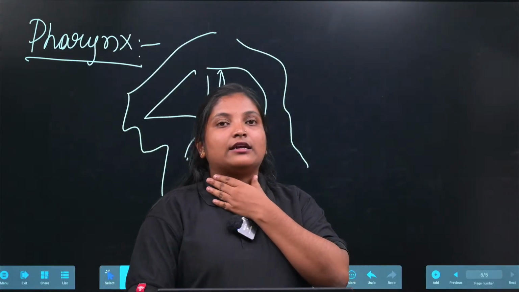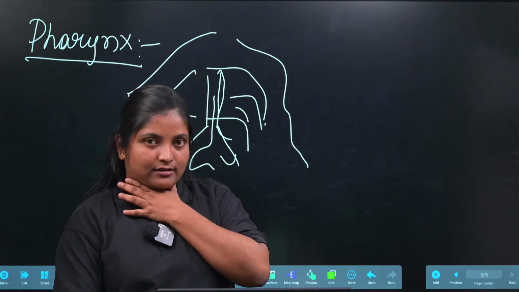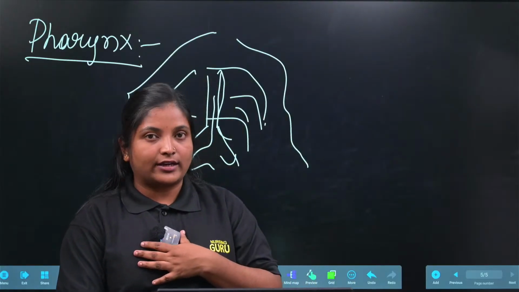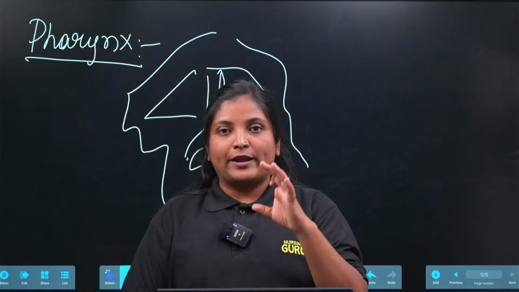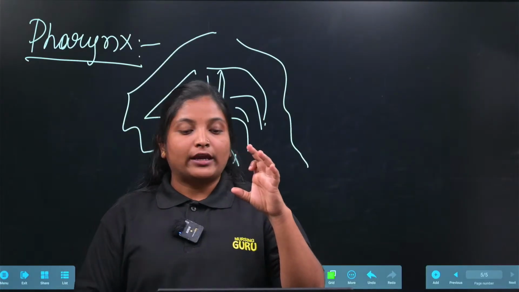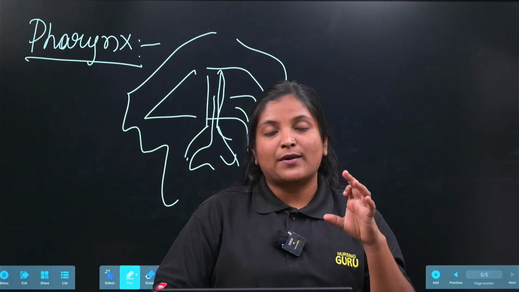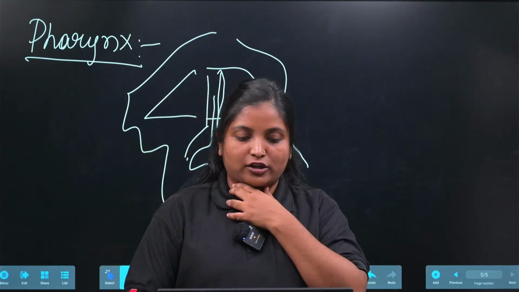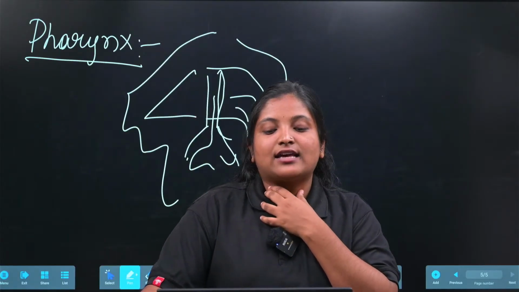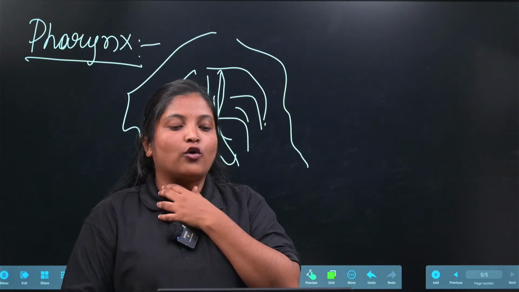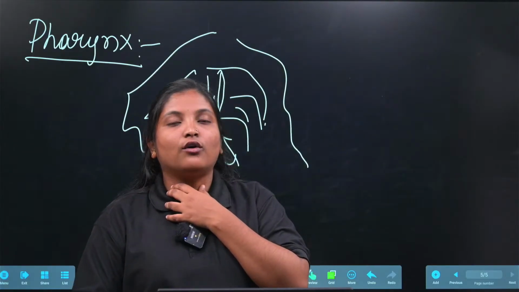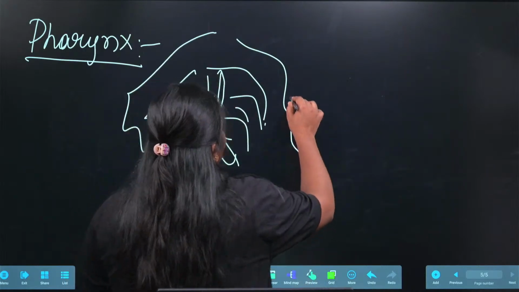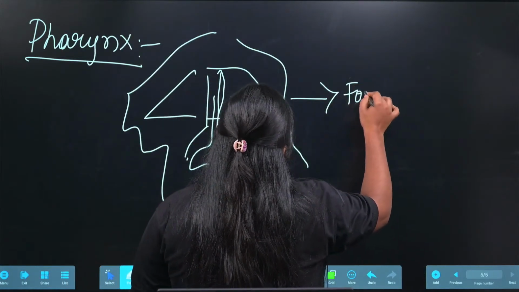It starts from the base of the skull and is continuous with the esophagus. It is a fibromuscular tube-like structure surrounded by mucous membrane. The pharynx acts as a common channel for both food and air.